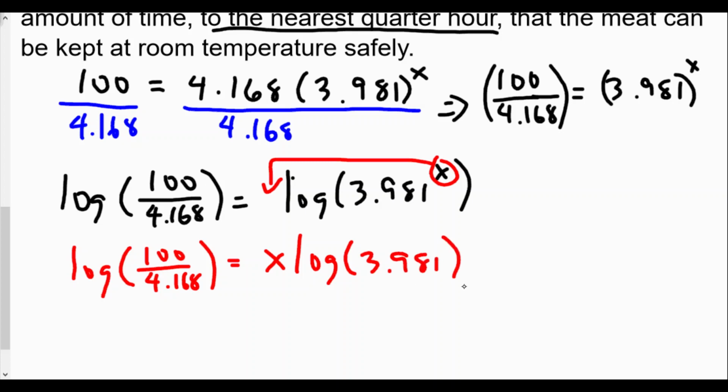The reason we do this is that even though these log things look very complicated, they're actually real numbers. They're not nice looking numbers; they're probably decimals that run forever and don't repeat, which we call irrational numbers. But we can use our calculator to help solve. Since we want to find x by itself, our goal now is to divide both sides by the log of 3.981.